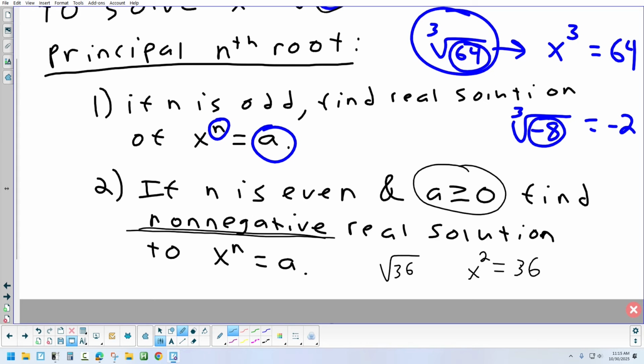So, any question on the difference between the two? Odd root versus even root. Still the same concept. You're still trying to solve an equation that looks like this. It's just that with odd roots, negative answers are okay. With even roots, they're not, for principal roots.